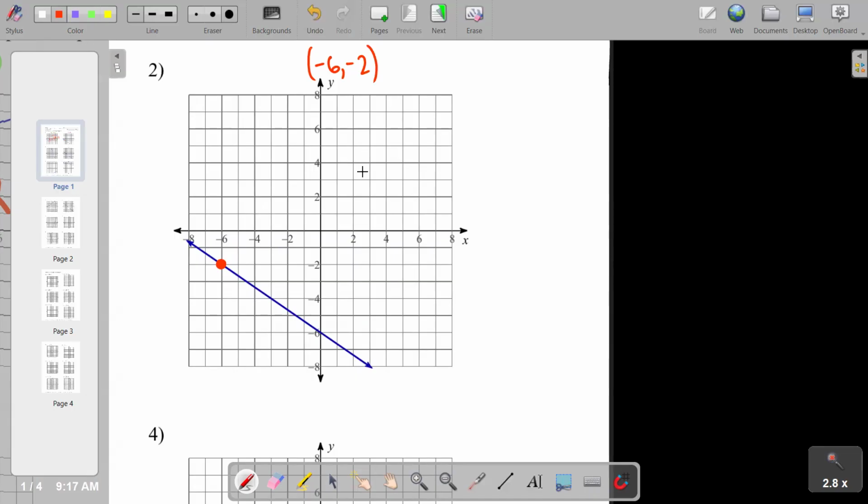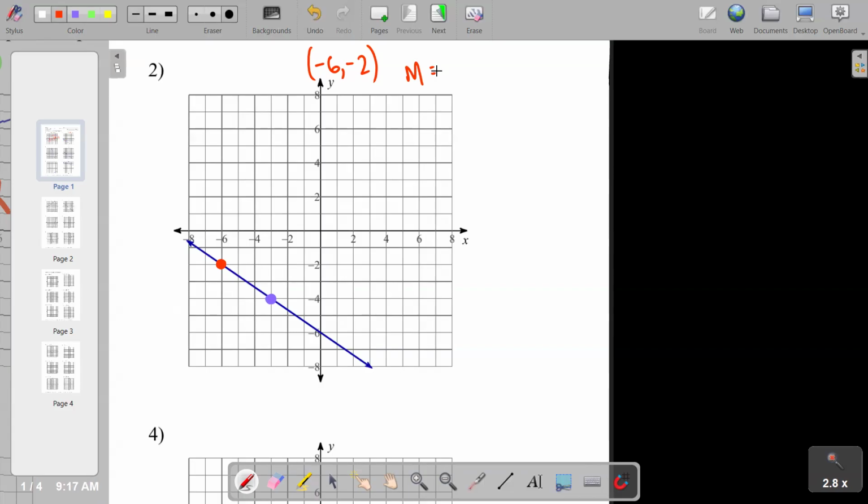The next good point that I see as I move my eyeballs down this line is right here. That purple point is the next one that is a lattice. It hits on a grid. So I don't need you to name that point. That's just going to clutter up your paper. What I do need from you is to write down the slope. So right now I write m equals blank.